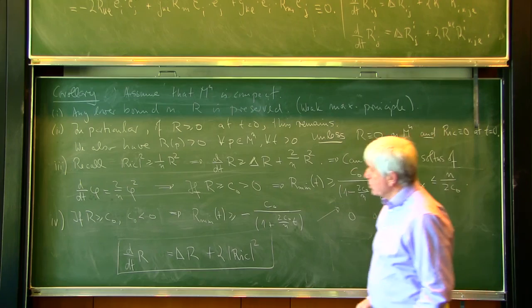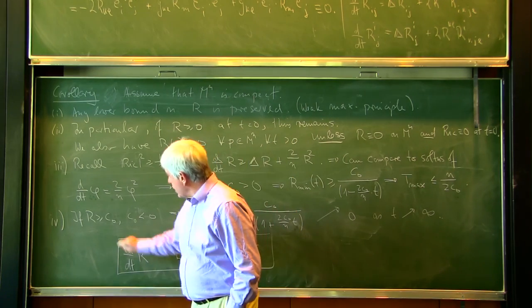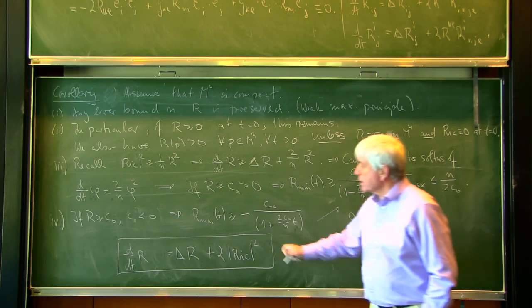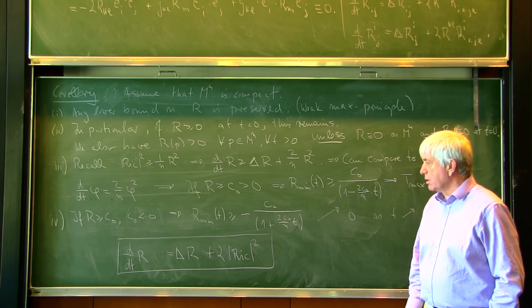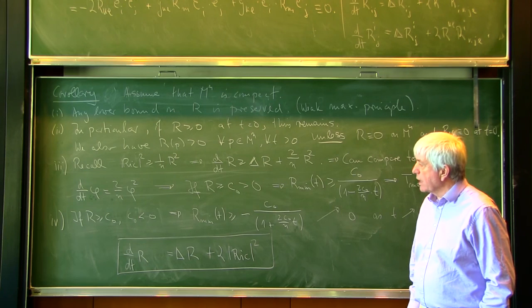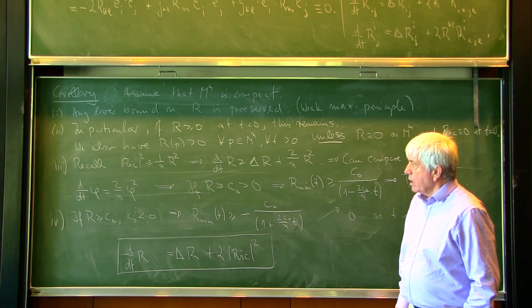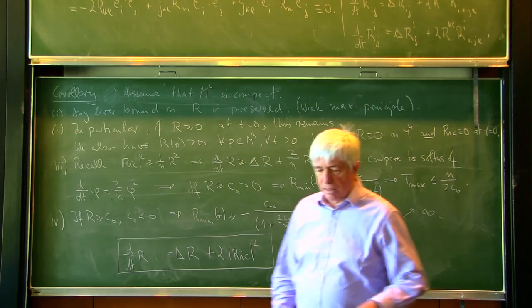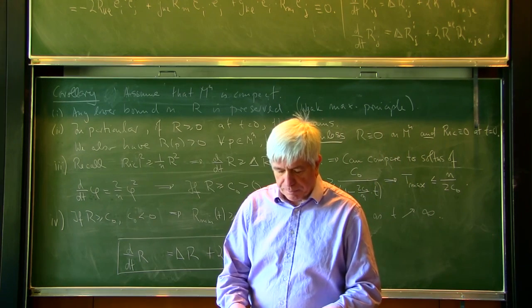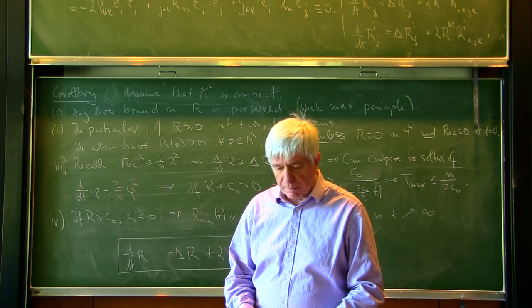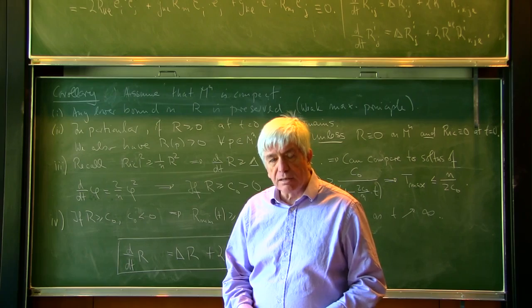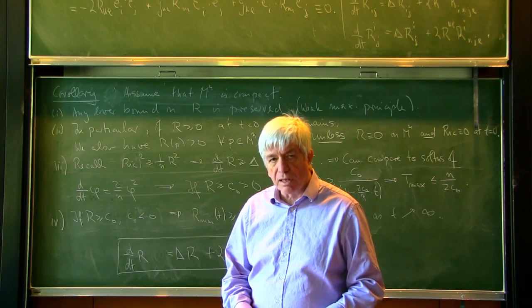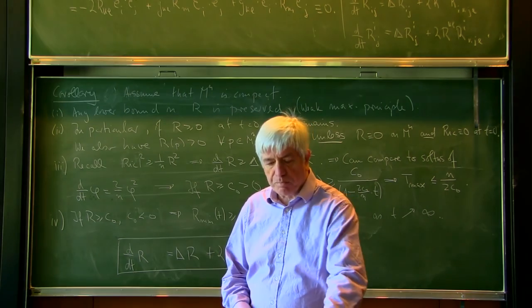So these are the conclusions that one can immediately draw from this simple evolution equation for the scalar curvature. In the next lecture, we look at the short time existence and derive a criterion for the long time existence of the flow. Thank you.